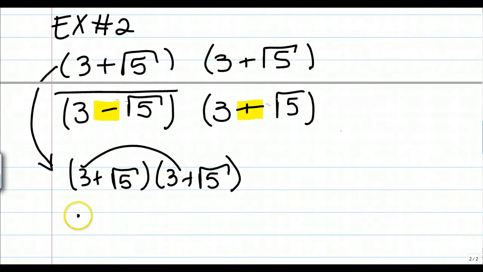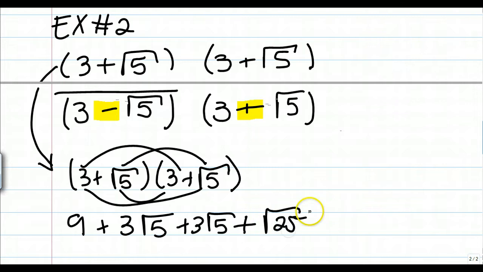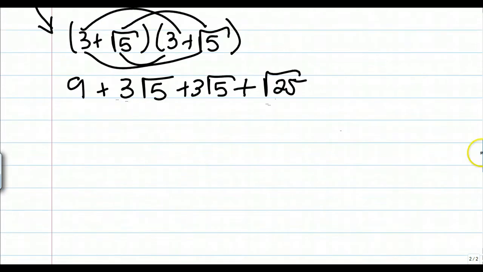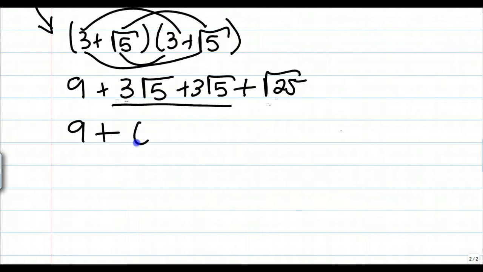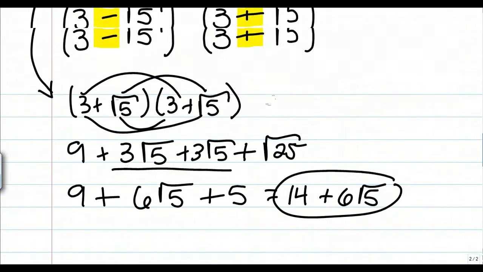I have 3 times 3 is 9. This is going to be 3 square root of 5 plus 3 square root of 5. 5 times 5 is 25. Those are like terms. I have 9 plus 3 plus 3 is 6 radical 5. Plus, this is just 5, so you have 9 plus 5 is 14 plus 6 square root of 5. That's the top answer. Now let's look at the denominator.